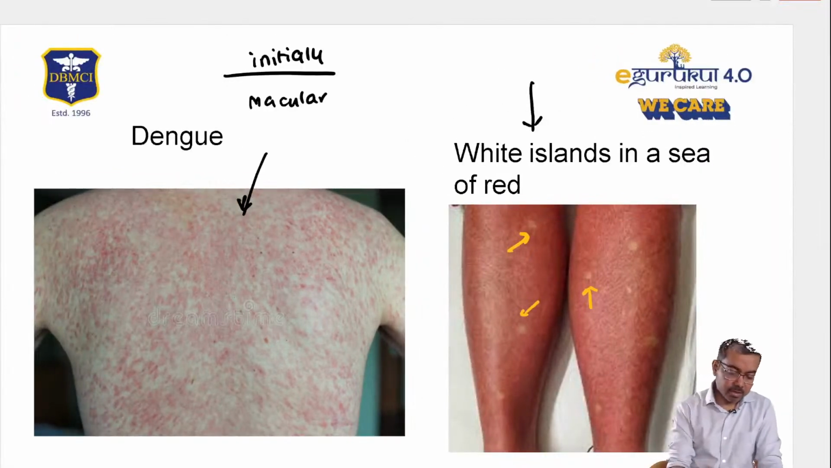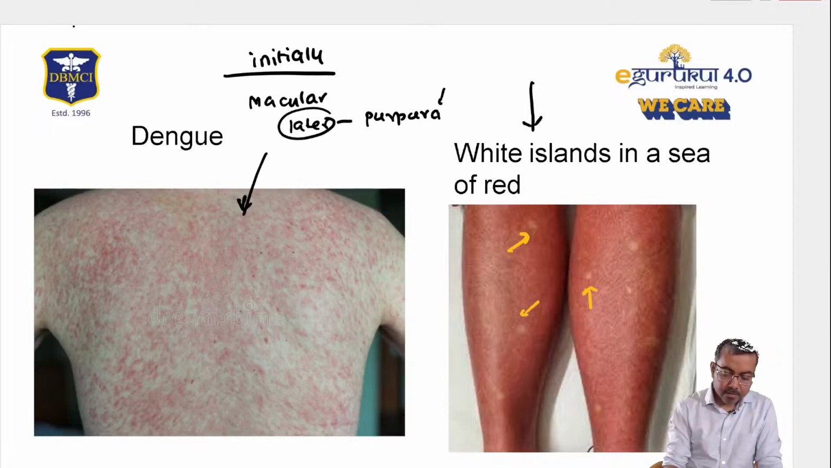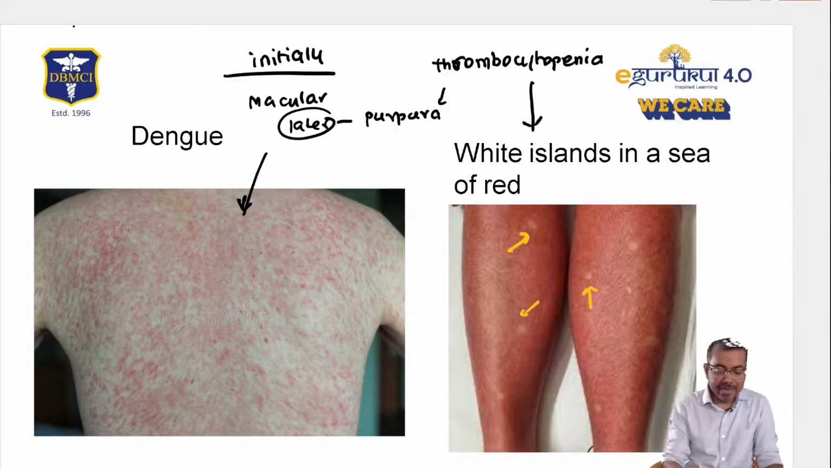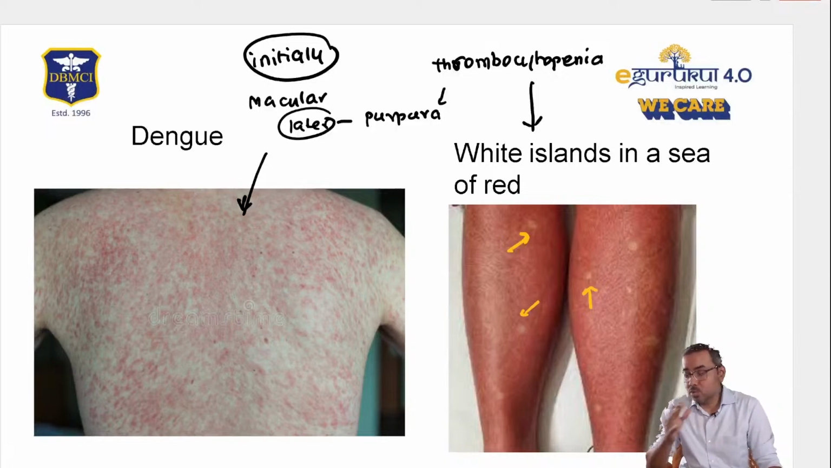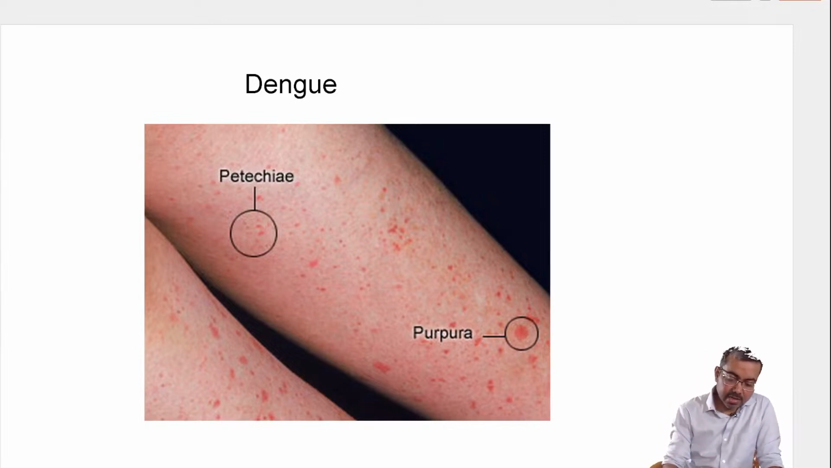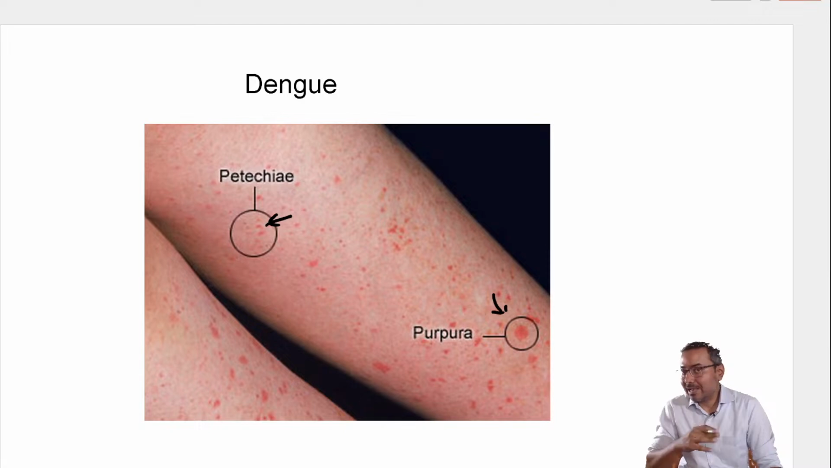Initially it is macular. Later it becomes purpura and bleeding when the thrombocytopenia starts to come. Initially it is macular, later on it is going to be purpuric. So there are two stages of a dengue rash. Okay, clear? This is the petechial late dengue rash, purpura and petechiae, right? This is the late thrombocytopenic rash of dengue.